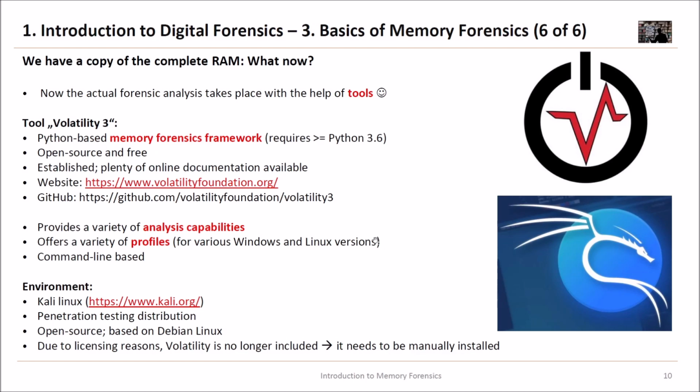What do we do now? Now the actual forensic analysis takes place with the help of tools. And I will show you especially one tool that we will use here in the video. That tool is called Volatility 3. It's a Python-based memory forensics framework and it requires Python 3.6.